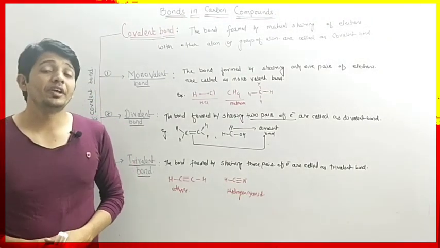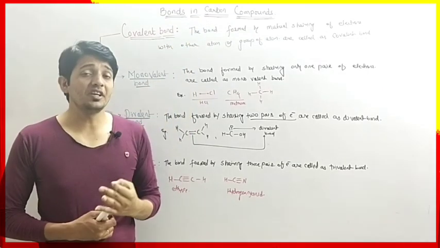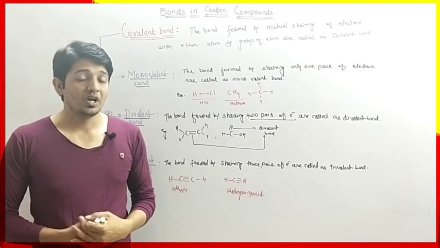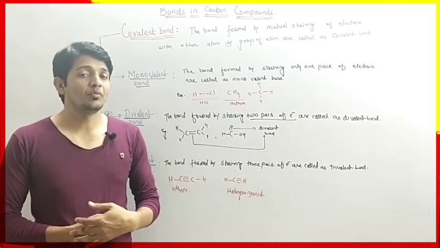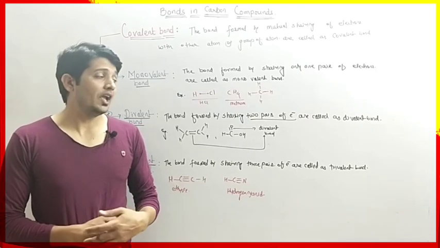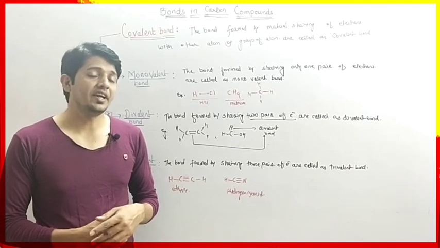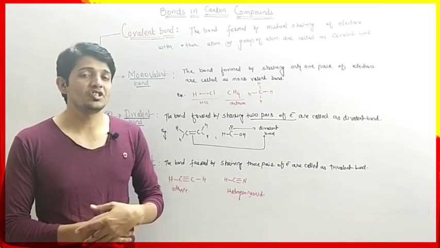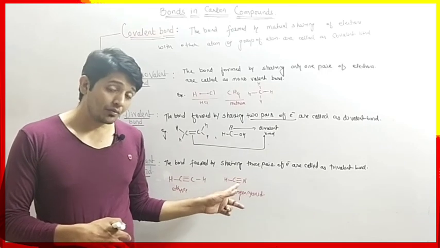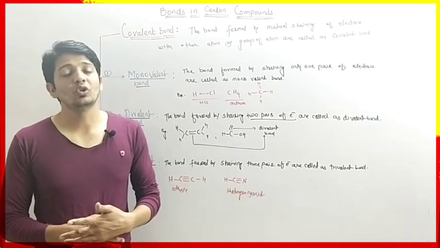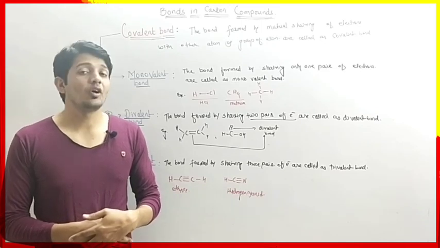So students, today we have understood about the bonds in carbon compounds. Generally carbon forms covalent bond. If all carbon single bonds are present, that means they are formed by sharing one pair of electron. If at least one double bond is present, then we can say they are formed by sharing two pairs of electron. And in triple bond they are formed by sharing three pairs of electron. So on the basis of sharing of paired electron, they are of three types.